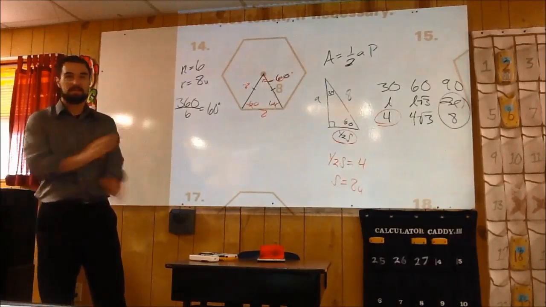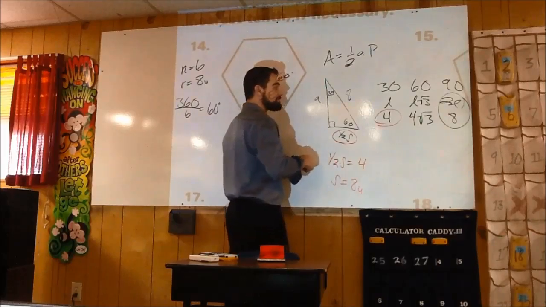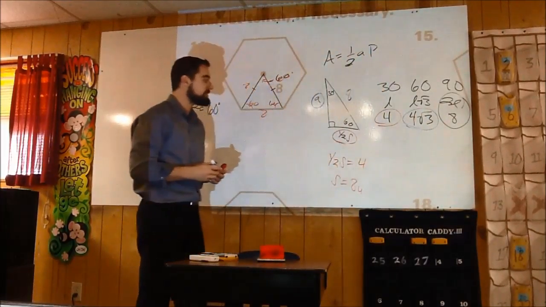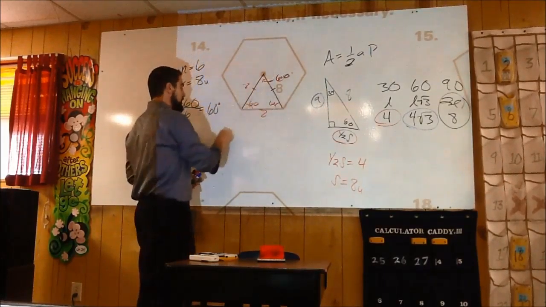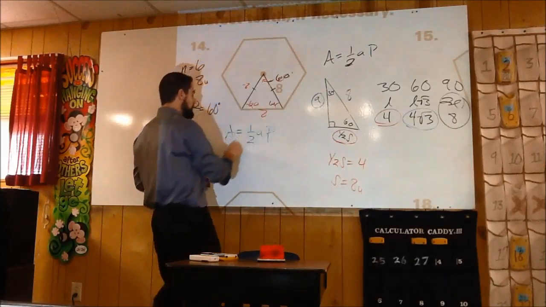Only in hexagons. Now, our apothem is 4 square roots of 3. So we're going to plug it into our formula. Area is equal to 1/2 times apothem times perimeter.